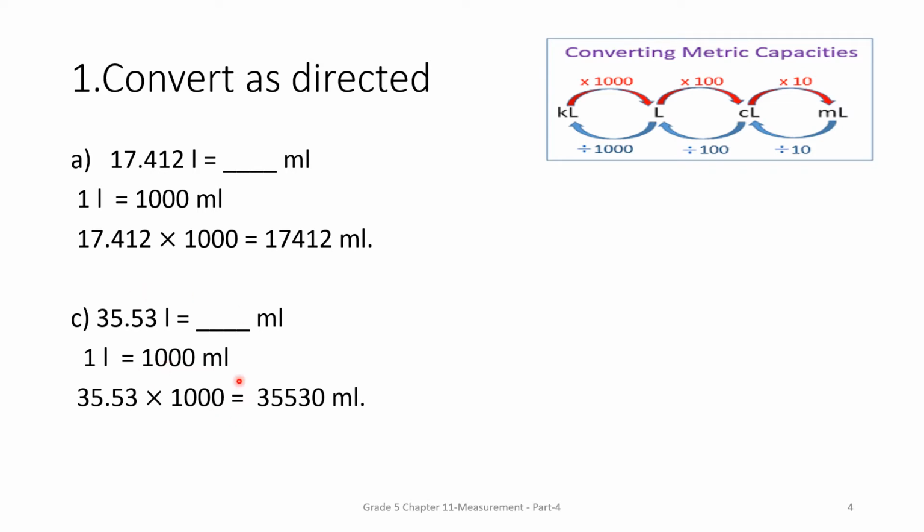Now let's see how many zeros we have over here. Again we have 3 zeros. So we have to shift this decimal point to its right by 3 digits. Now let's start shifting the decimal point. 1, 2. Oh, but here we have only 2 digits. So what do we need to do? We need to put one extra zero. So we'll put 0 after 3. So our answer will be 35530 milliliters. Okay scholars, we will see a few more sums.